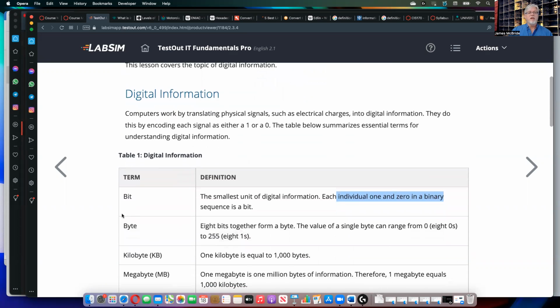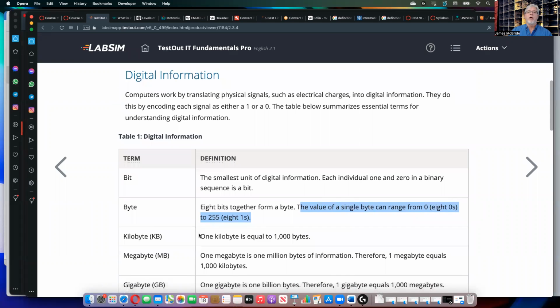The next thing they actually don't mention, which is a nibble. A nibble is 4 of those put together, and then a byte is 8 of those put together. So 8 bits together form a byte. They spell that differently. The value of a single byte can range from 0 to 255. So you have quite a bit of numbering that you can actually do within a byte of information.